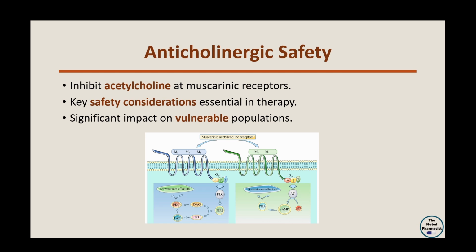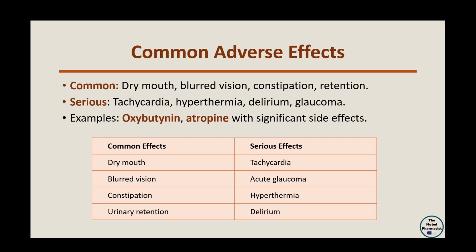Anticholinergics, a diverse class of drugs that inhibit acetylcholine at muscarinic receptors, are widely used for conditions ranging from overactive bladder to chronic obstructive pulmonary disease, COPD. Despite their therapeutic value, these drugs have significant safety considerations that demand careful monitoring to minimize adverse outcomes, especially in vulnerable populations.